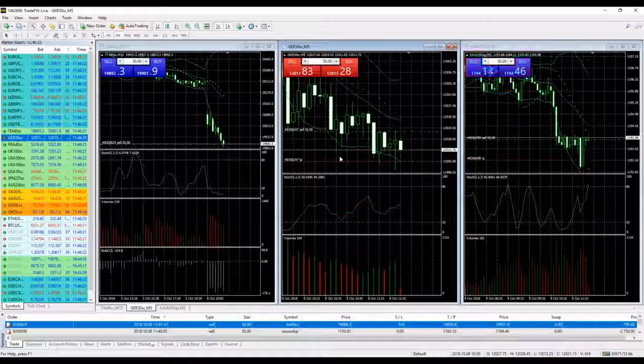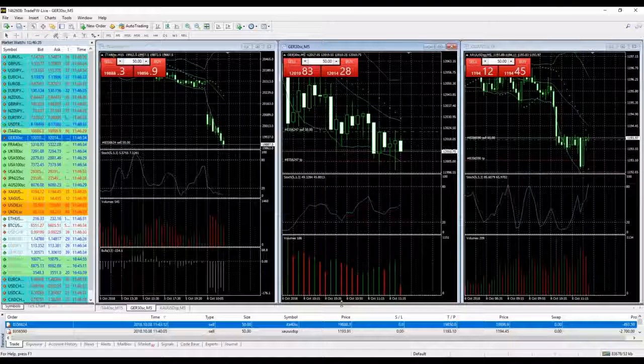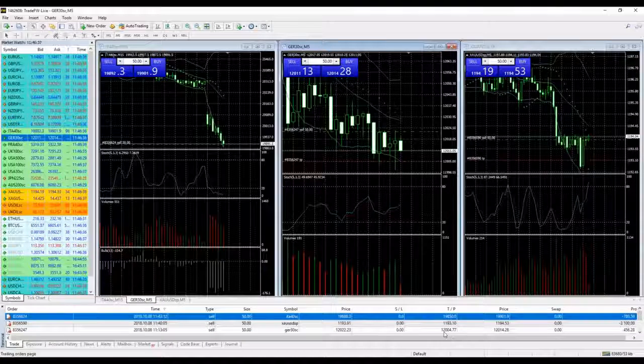Yeah, we changed our take profit on DAX. We adjusted our take profit on DAX to 12,004.77. It's approximately a $1,000 profit over here. Currently, we are making on that trade $500.